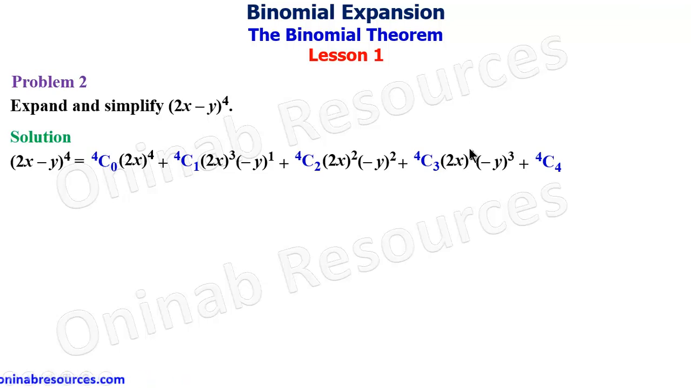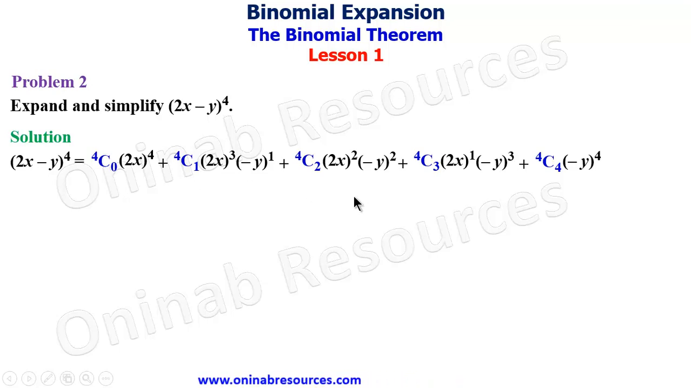This is already gone because it's going to be 2x raised to power 0, which will give us 1. So we can easily leave that one out. Then negative y raised to power 4. So we are done. 1, 2, 3, 4, 5. We have gotten our 5 terms.